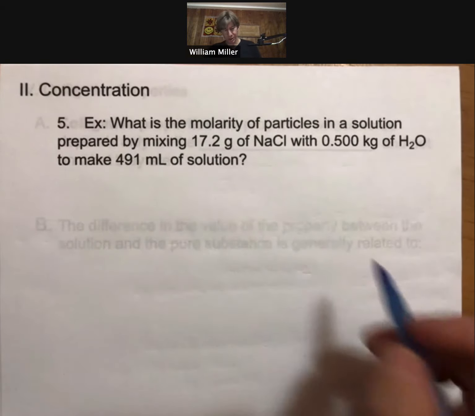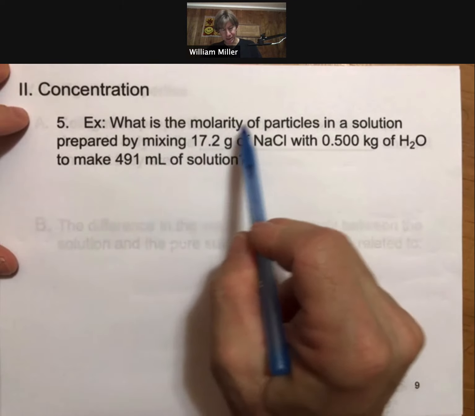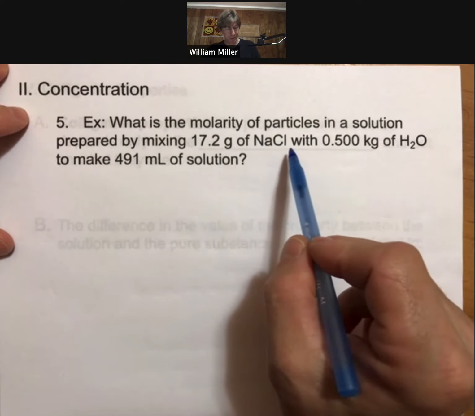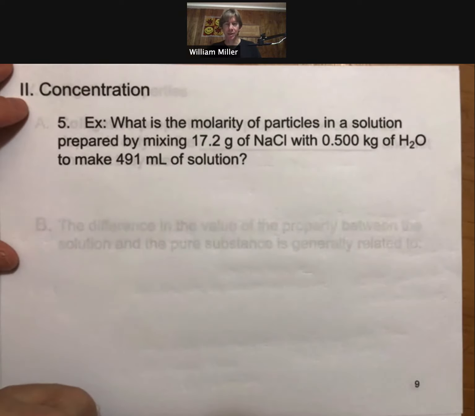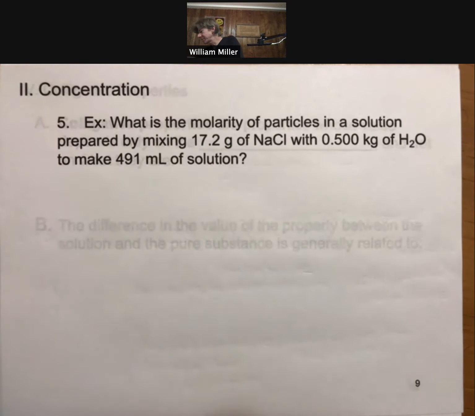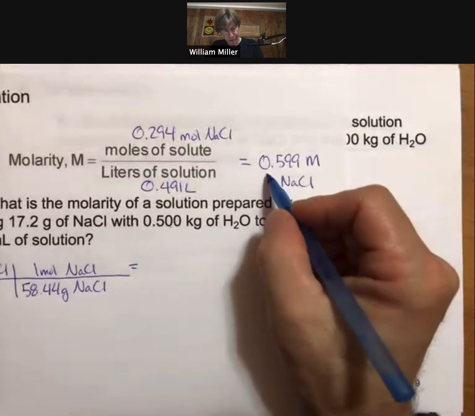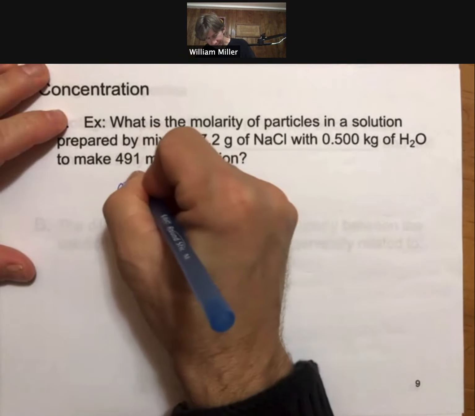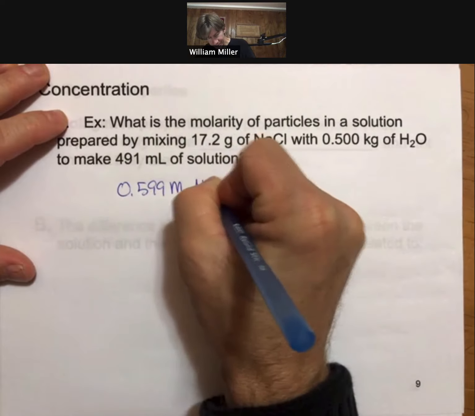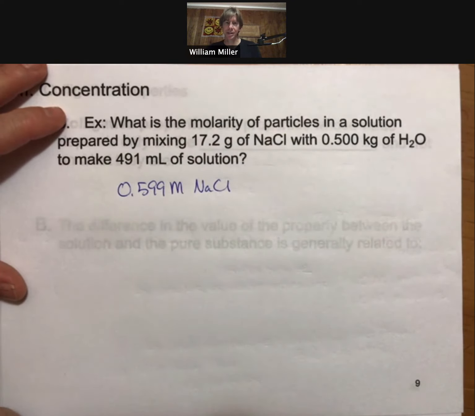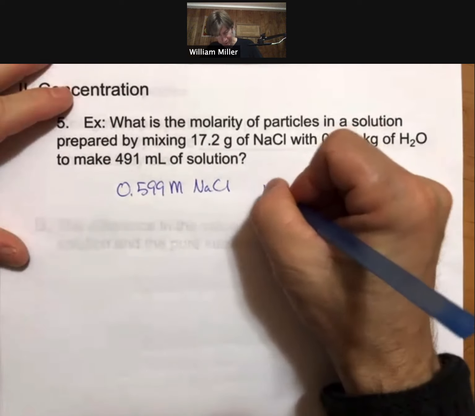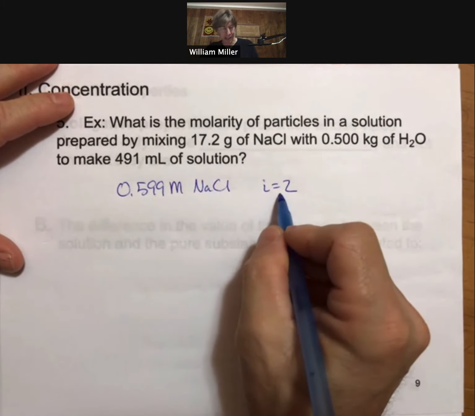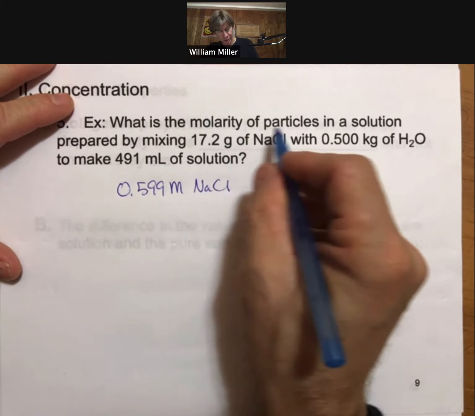Now let's do this for sodium chloride. It says to take into account the molarity of particles: 17.2 grams of sodium chloride in 491 milliliters of solution. Well, that one we've done before, and we showed that it was 0.599 molarity sodium chloride. Sodium chloride breaks up into 2 ions, and we can also say that I equals 2. Then multiply the molarity times 2 to get to the molarity of particles.